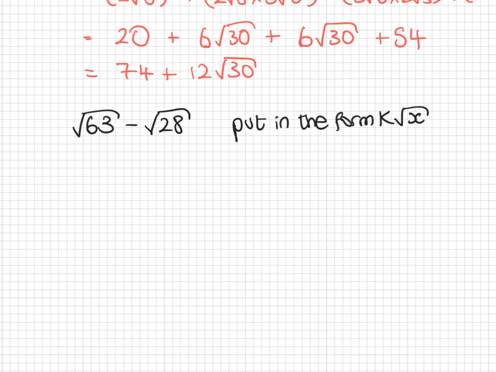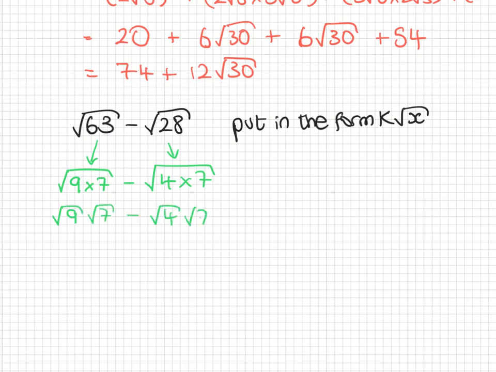So 63, I'm looking to see what square numbers go into 63. Well, I reckon that's the same as 9 times 7. And then 28, what square numbers go into 28? So 4 times 7. And if I split that up, that'll be root 9 times root 7 minus root 4 times root 7. Well, root 9 is 3, so that's 3 root 7, minus root 4 is 2 root 7. 3 root 7 minus 2 root 7 is 1 root 7, or we could just write root 7. So k is 1, x is 7 in that case.